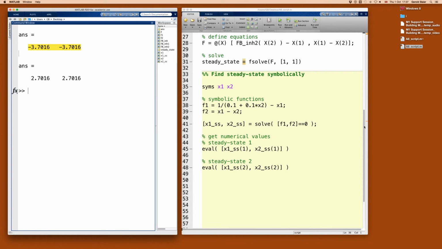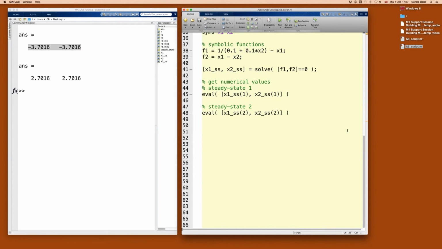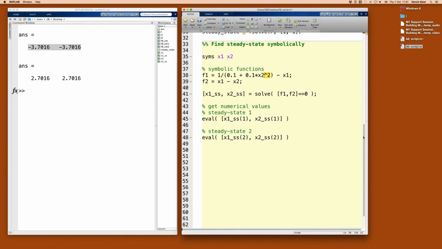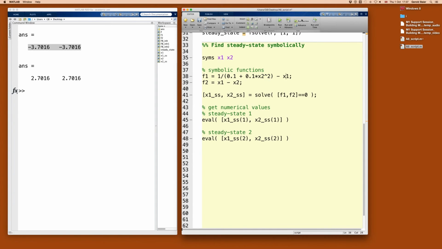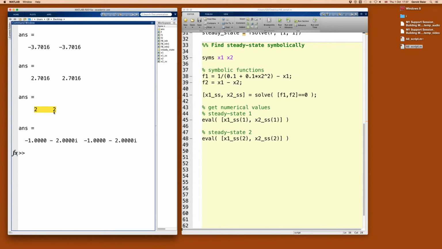And of course, you could run the same thing with the quadratic term. Is that easy to do? Well, we just need to put a quadratic term in our symbolic functions. Take x2 to the power of 2. Okay, let's try running this. Whoa! Well, we get our first solution, 2 and 2, that's fine, that's what we expected. So we have a positive, well-defined steady state where both concentrations are equal. Plus this imaginary complex number.